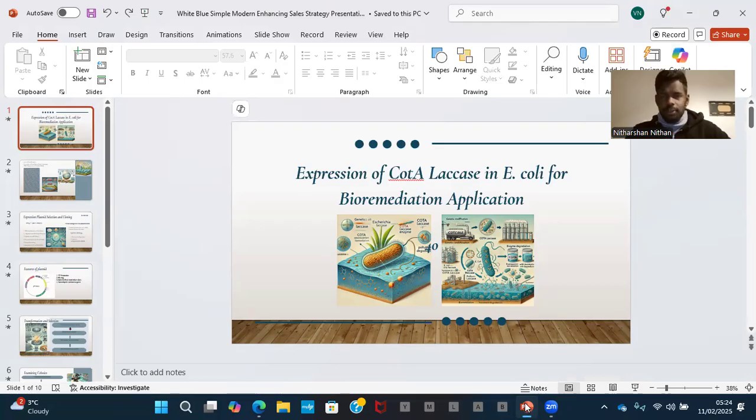I'm Vignesh Nidarshan. Today I'm going to explain the expression of CotA laccase in E. coli for bioremediation.